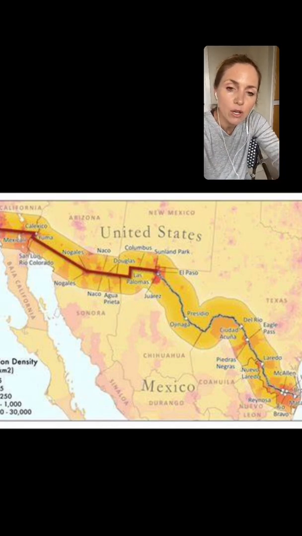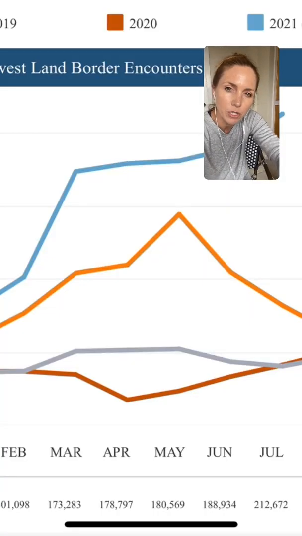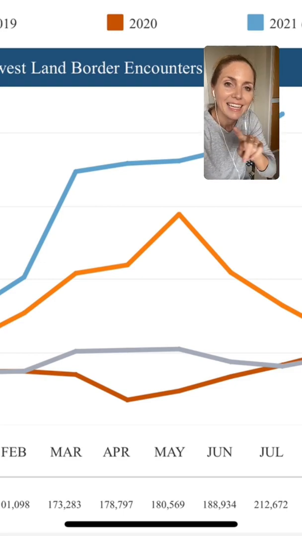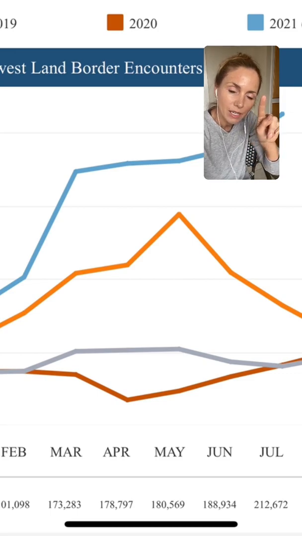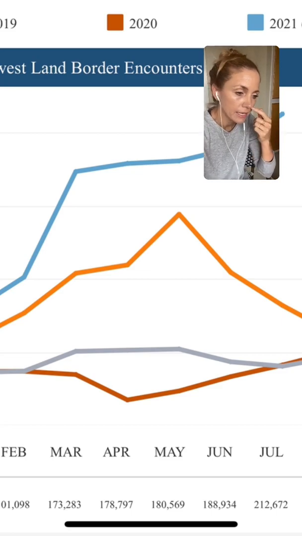What we've seen over the last several months, and if you've been with us at Smarter News, you know that we cover the numbers as they come in. And unfortunately, you're not going to be able to see that as well. But I think you get the point. This blue line is actually what's happening this year. And for the very first time, we're seeing more than 200,000 people encountered at the U.S. southern border in the month of July alone. Now, really important, it is historic.